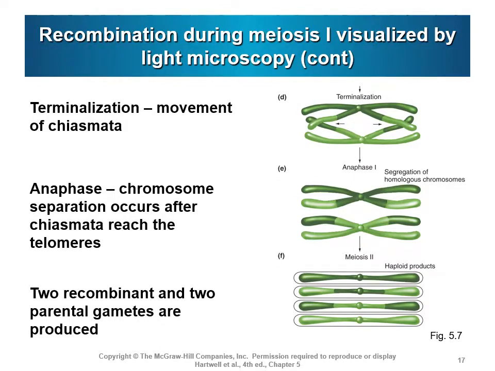Here is a continuation of meiosis I, visualized under light microscopy. Here is the terminalization movement of chiasmata. When the exchange, the crossing over, has happened and the two chromosomes are being separated, there is anaphase, where chromosome separation occurs after chiasmata reach the telomeres. Two recombinant and two parental gametes are produced. Here are the haploid products, four haploid products.